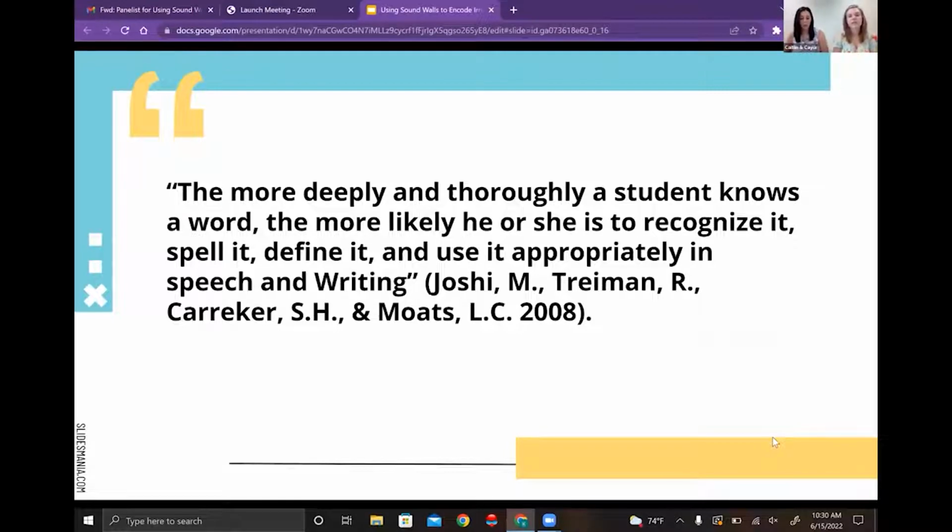So the more deeply and thoroughly a student understands a word, the more likely he or she is to recognize it, spell it, define it, and use it appropriately in speech and writing.